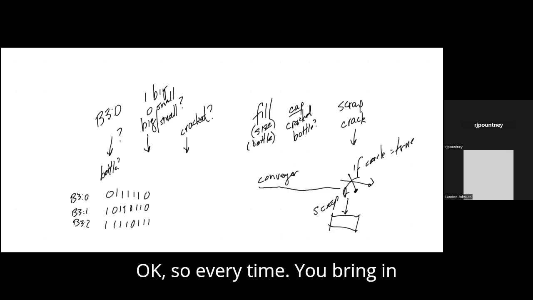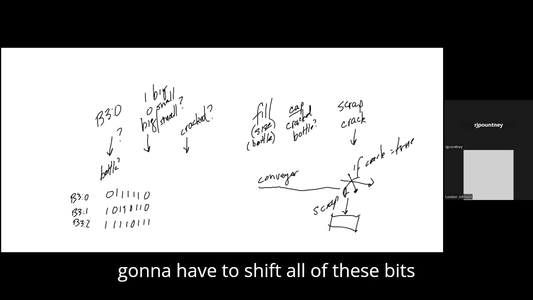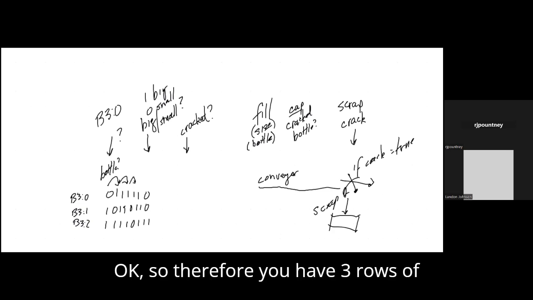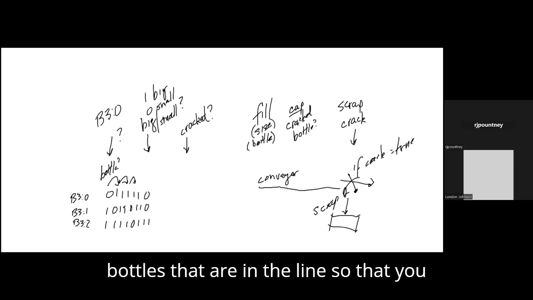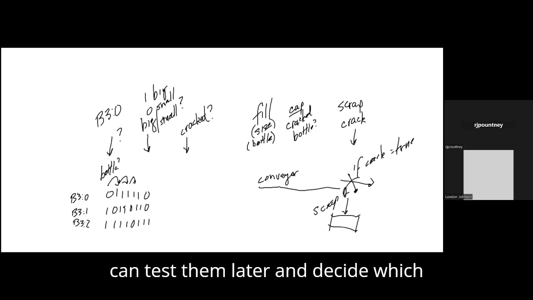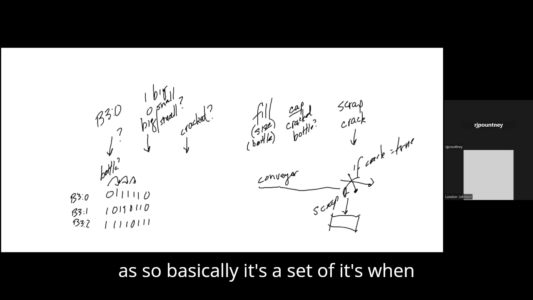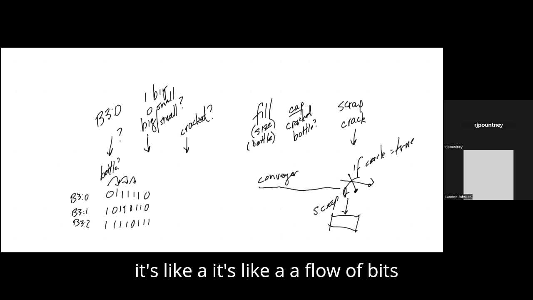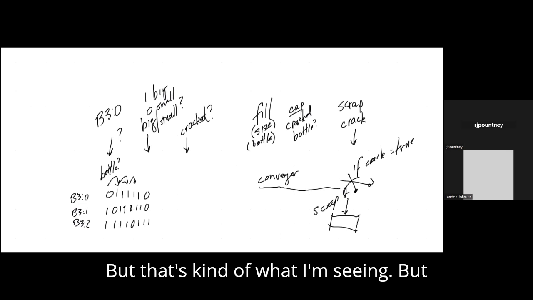Every time you bring a new bottle into the line, you're going to have to shift all of these bits over one. So you have 3 rows of bits that match the statuses of the bottles in the line, so that you can test them later and decide what needs to happen with them. Basically, when bits are coming in, bits are dropping off at the same time with the back end. So it's like a flow of bits that it's checking for, kind of. Is that kind of what I'm seeing?